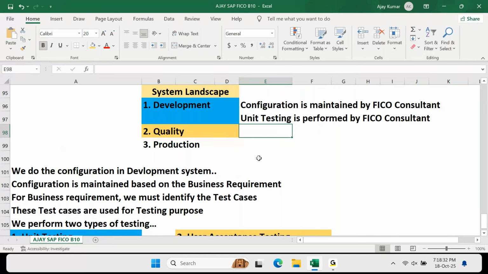Yes. Okay, unit testing is performed by the FICO consultant, plus configuration is also maintained by the FICO consultant in the development system. Unless and until you are clear, convinced, satisfied with the testing result in the development system, you will not go to quality, because quality testing is maintained by the user, or by the business. So before you invite your user or business to test the system, you need to ensure from your end you would have completed the testing. Understood?